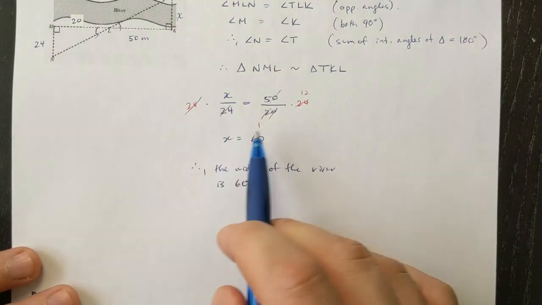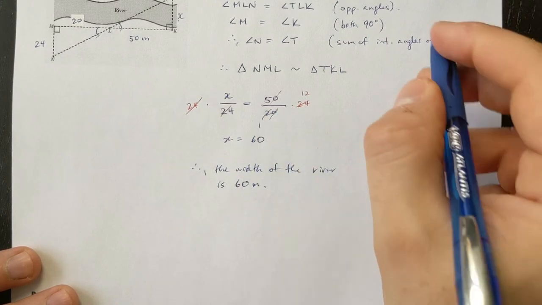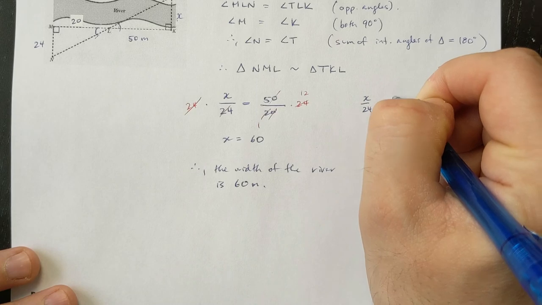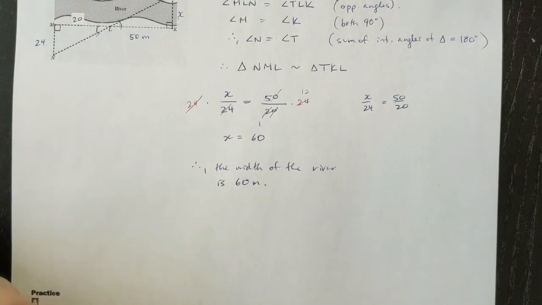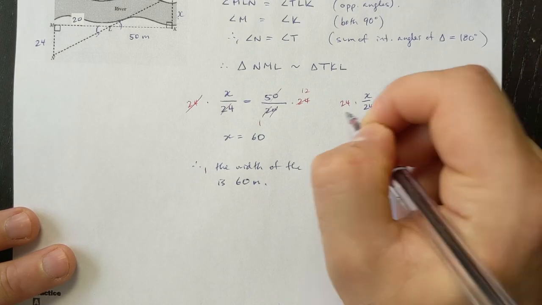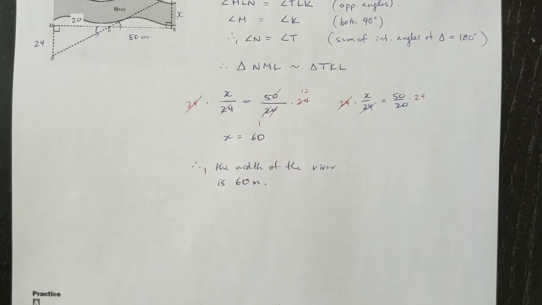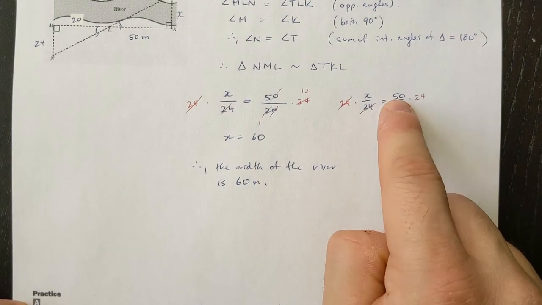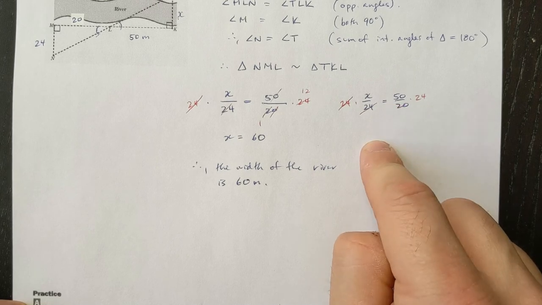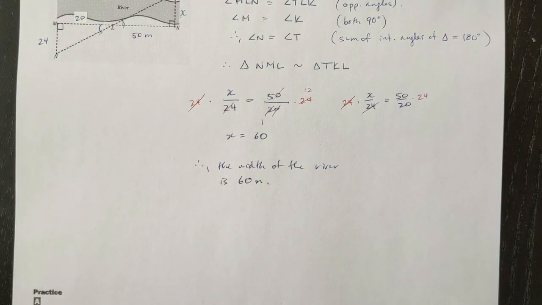Now, alternatively, if you didn't like the way I quickly simplified this, you could have done X over 24 is equal to 50 over 20. Multiply both sides by 24. Okay, and then if you wanted to, you could take a calculator and multiply 50 times 24 and divide that by 20, you would still get 60. Okay. All I did here was just quickly simplified.